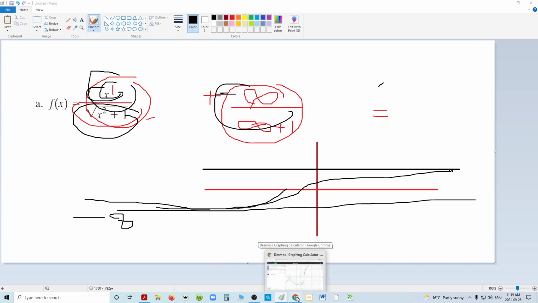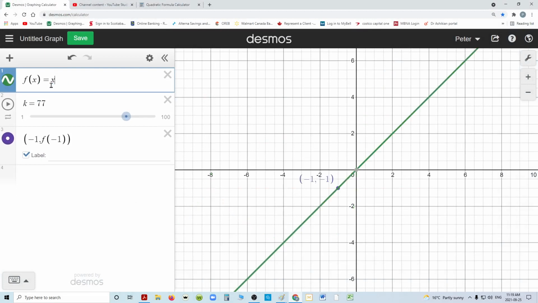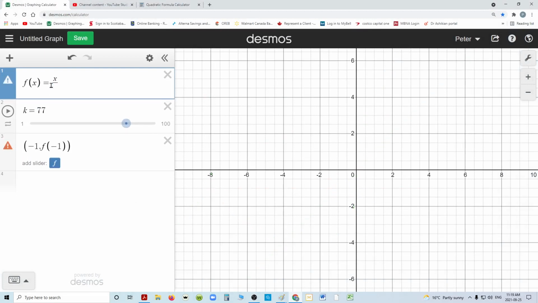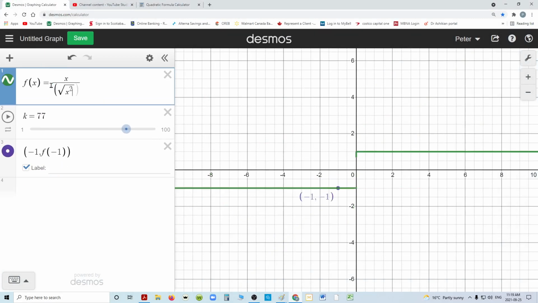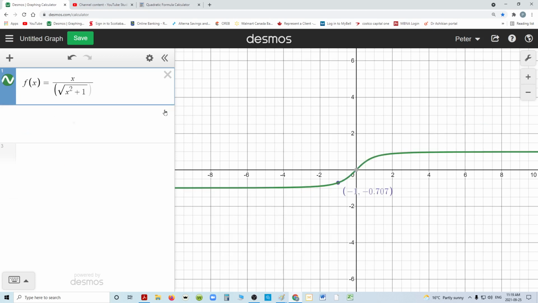So let's put it x divided by, and we'll use the same thing for the other one, x squared plus 1. Let's put y is equal to 1.